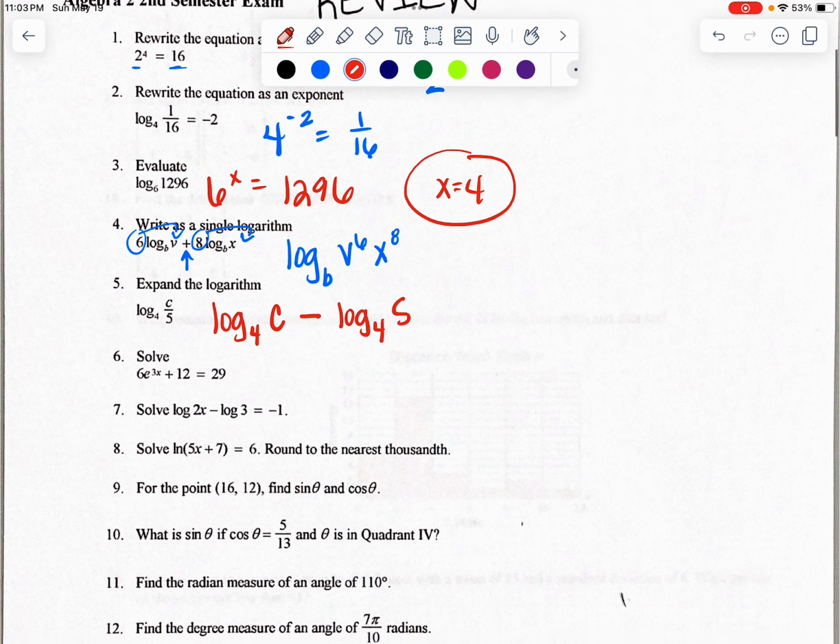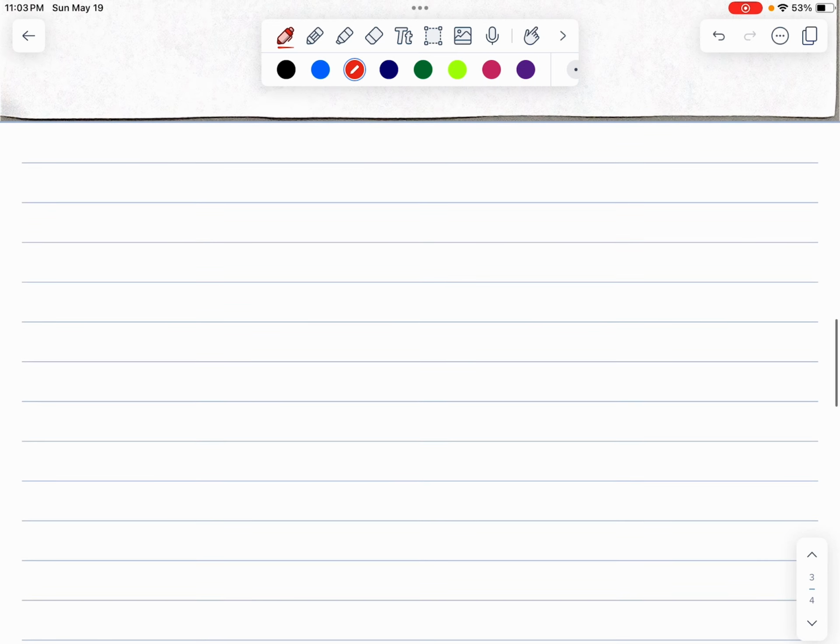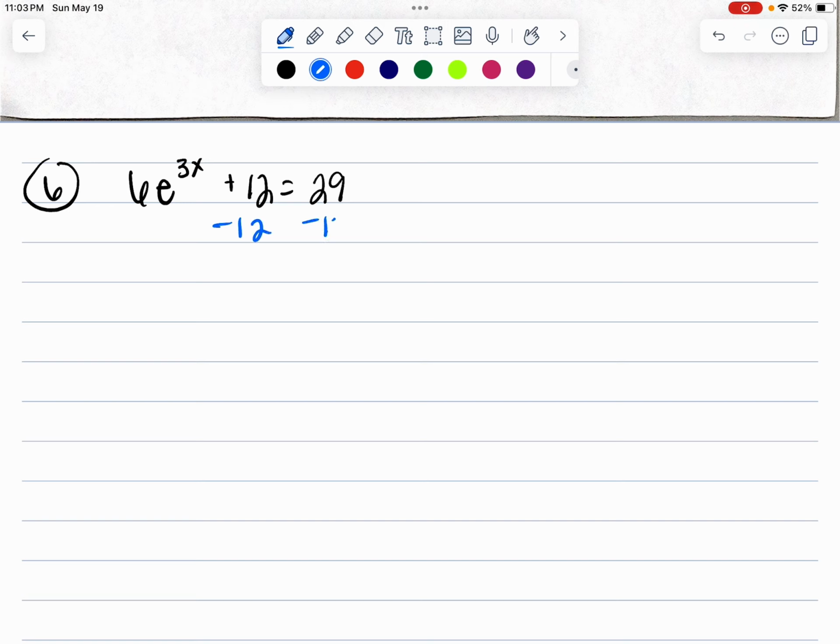Number 6, I'm going to come down here to do number 6 because I have a little bit more room. You're just solving. This is actually an exponential equation. It's just the exponent happens to be an e. Remember, e is associated with a natural logarithm. So I'm going to treat this just like it was a 2-step algebra equation. I'm going to subtract 12 from both sides first.